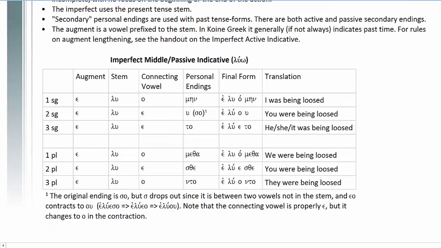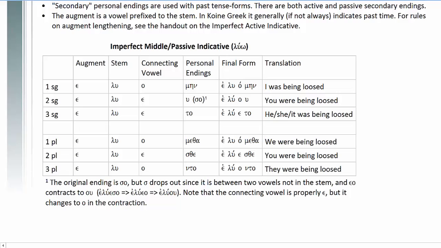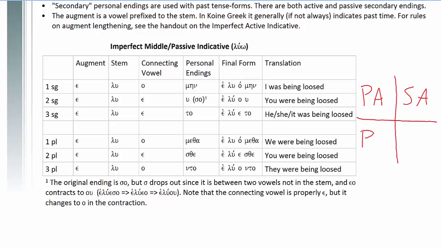Now let's look at the paradigm. As you can see, everything's the same except for the personal endings and the translation. So now these personal endings, you'll remember, and we talked about in the imperfect active indicative video, that there are 4 sets of endings. There's the primary active, there's the secondary active, there's the primary passive, you say middle or passive. Some people call that primary B, and then there's the secondary middle passive. Some people call that secondary B. Some grammars say active and middle passive, whereas other grammars will say A and B.